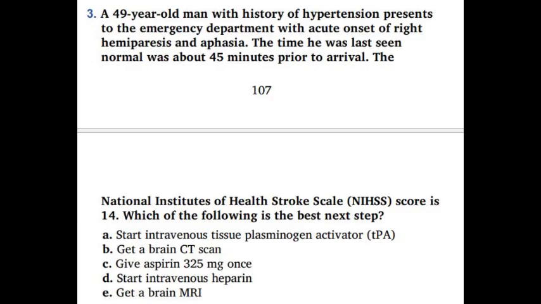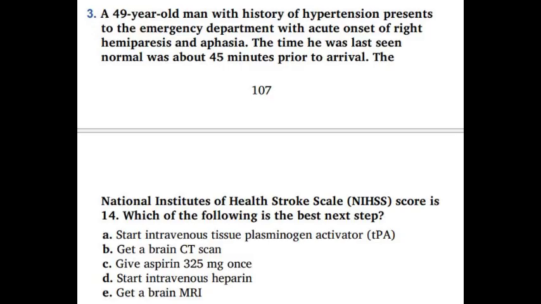So, once you see a patient like this who has an NIHSS score of 14, the patient came in probably 45 minutes or whatnot, whatever time the patient came in, and the patient has symptoms suggestive of a stroke, the first thing you need to do is to run a brain CT. CT first before any other thing, right? That's a classical teaching.